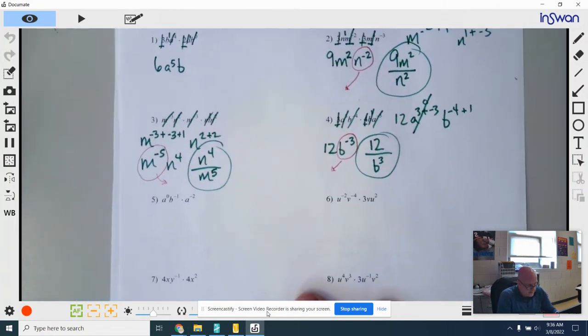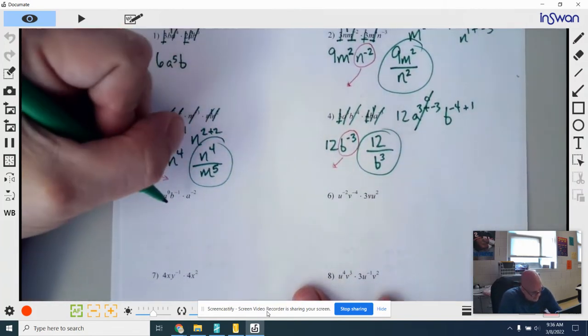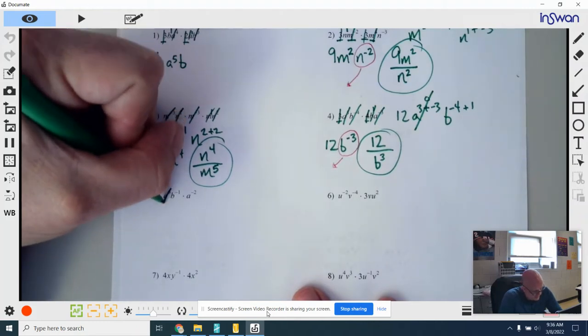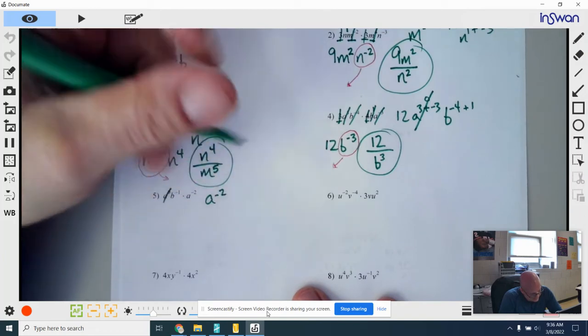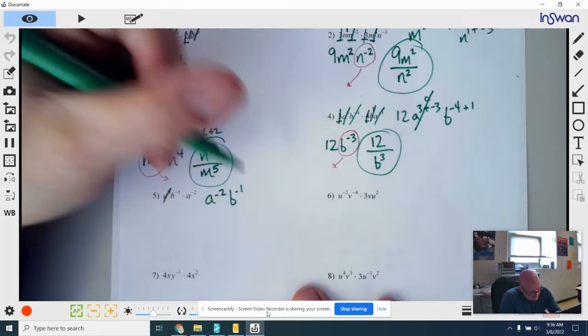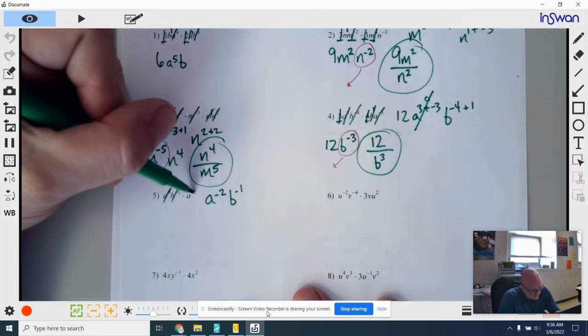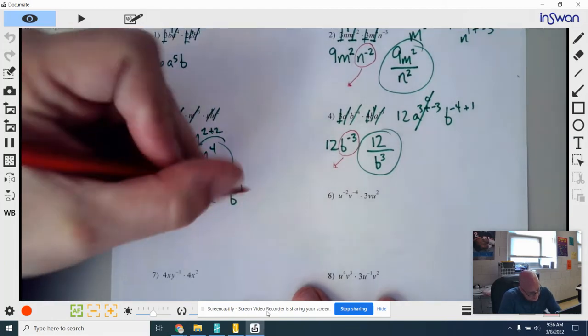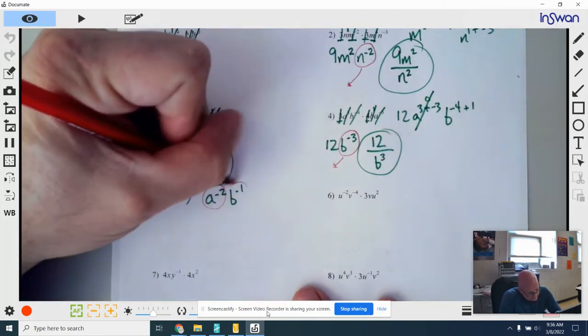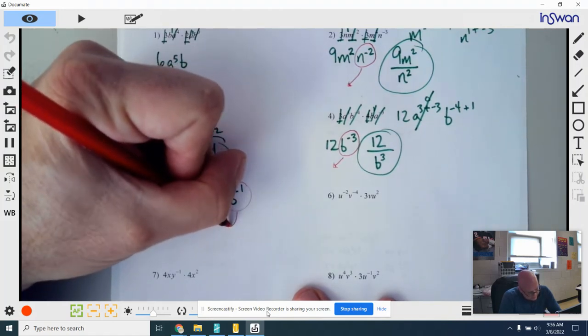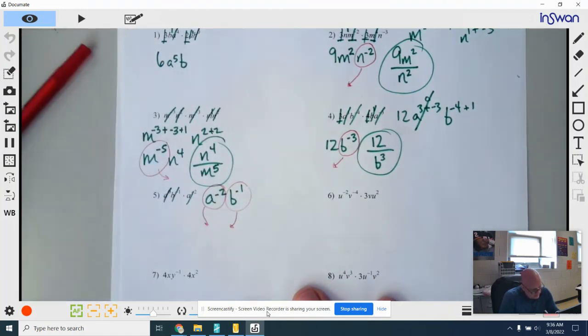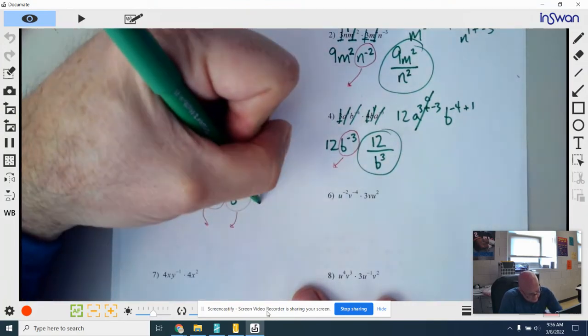Okay, number 5. Number 5, starting off here. A to the 0 power, well, you know what? That just falls off. So if I put it alphabetically, you got a to the negative second, and you got b to the negative first power. Okay, so then I circle whatever has a negative exponent. So it's this piece and this piece. So both of those have to go to the bottom, which means there's nothing remaining up top.